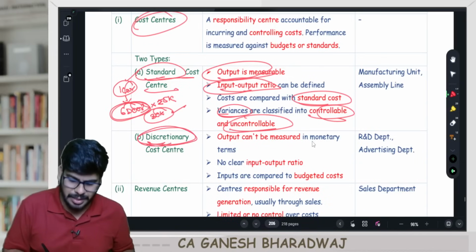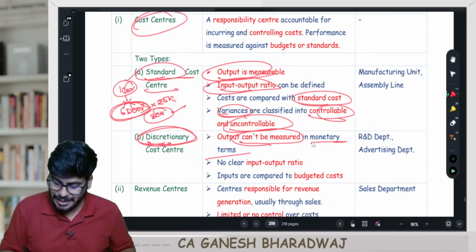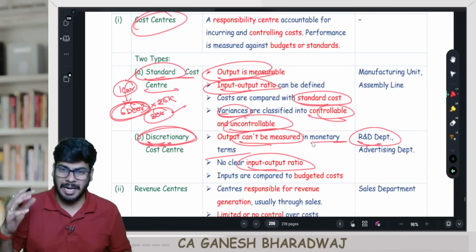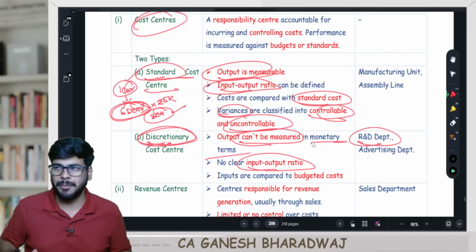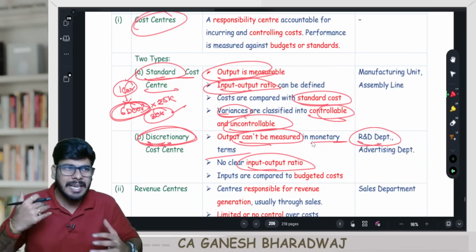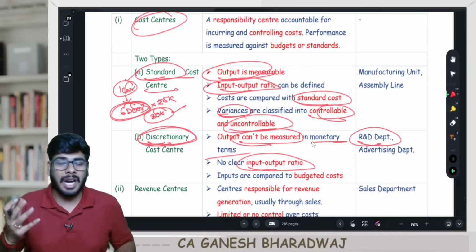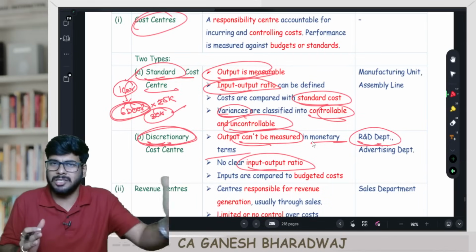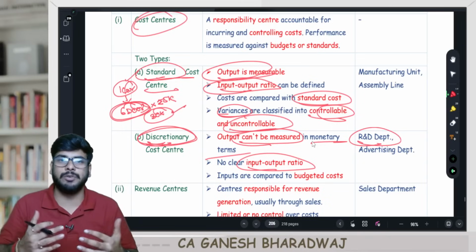Whereas, in case of a discretionary cost center, output cannot be measured in monetary terms as there is no clear input-output ratio. Example, R&D department. Let us say, Maruti Suzuki has one R&D department. Some scientists or industry leaders or experts will be sitting there. They will try to come up with an innovative technology. Let us say they are trying to manufacture a car that runs on salt water, right? So now they are doing research. It is not directly being produced now. They are trying to extrapolate. It has a lab. They are trying to test and all these things.